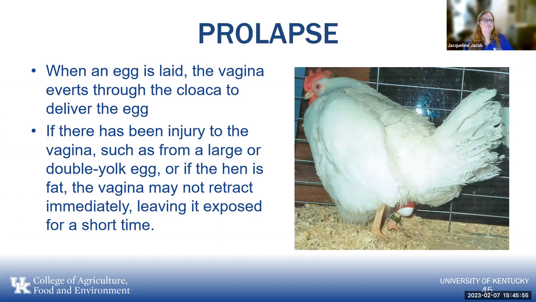Prolapse is something we're seeing more and more from improper nutrition mainly. When an egg is laid, the vagina everts through the cloaca to deliver the egg, and then it is typically retracted back into the body cavity. If there has been an injury to the vagina, such as from a large or double yolked egg, or if the hen is overly fat, the vagina may not retract immediately, leaving it exposed for a short period of time. If there is a lot of light in the area, the other birds are going to see it. They can peck at it and really damage it so that it definitely can't go back in, and can cause them to actually peck out so they eat all of the oviduct.